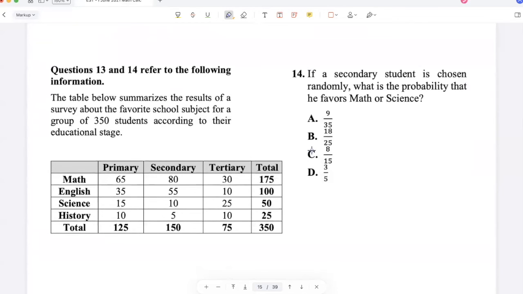If a secondary student is chosen randomly, what is the probability that he favors math or science? So secondary student, the denominator would be 150 because there are 150 of them. And math or science would be 80 plus 10, 90, right? So 3 3s are 9, 3 5s are 15, 3/5.